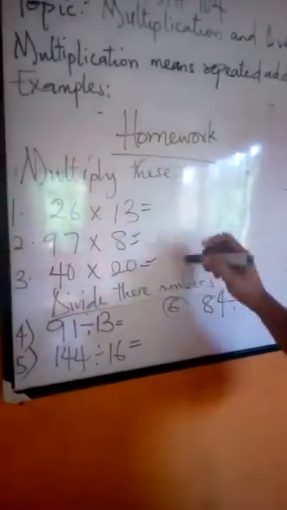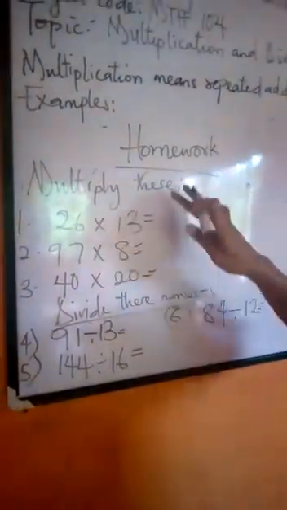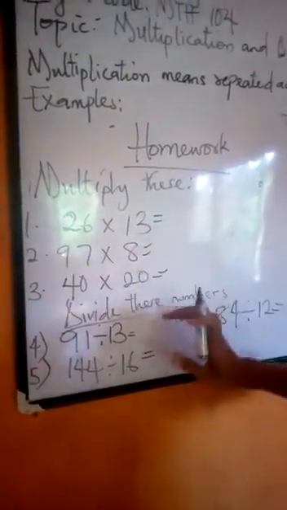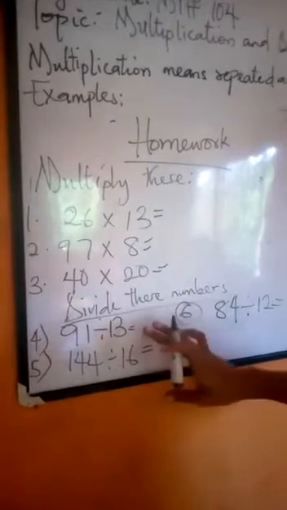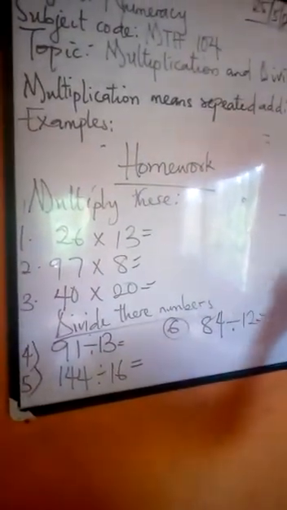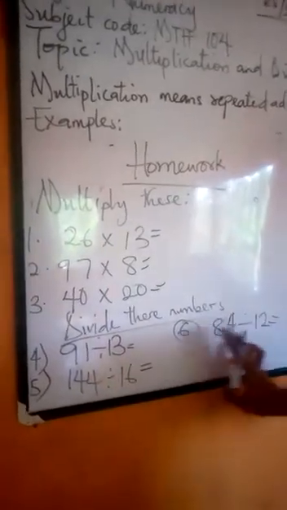Okay, so you're going to try multiplying this. 26 times 13, 97 times 8, 40 times 20, and then divide these numbers. Okay? Try with the method I've just taught you to divide these numbers.